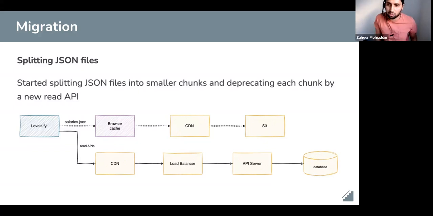You can see that here, where we started moving everything to our read APIs. It was going to our CDN, our load balancer, our API server, and things like that. We still had heavy caching because it helps improve performance and all that good stuff. But eventually everything did migrate over to our database. And again, this is a very standard path for a database migration.